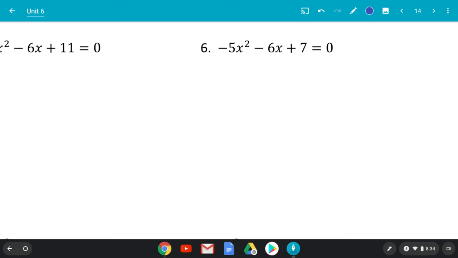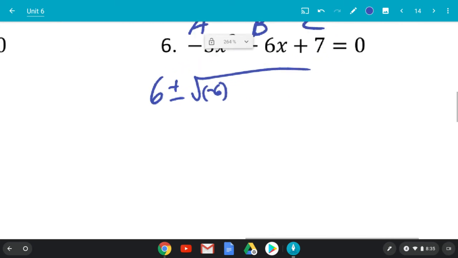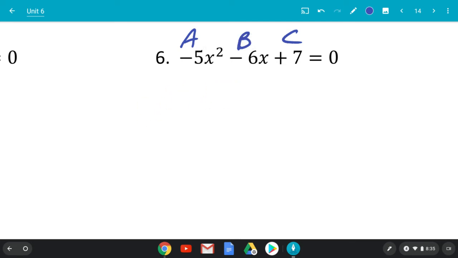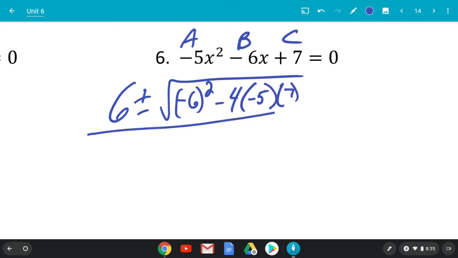So here's what I mean. This is A, B, and C, yes? So negative B would be opposite of negative 6, which would be 6, plus or minus the square root of negative 6 squared minus 4 times A, which is negative 5, times C, which is 7, all over 2 times A, which is negative 5.